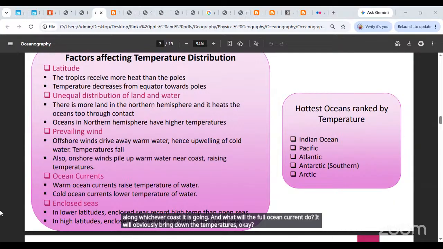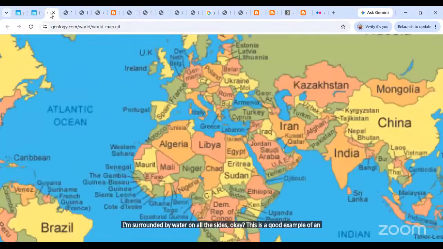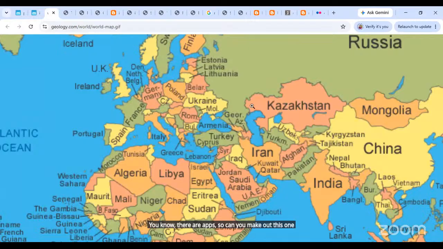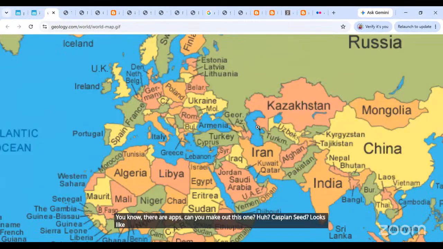That is normal. Enclosed seas, this thing that I was telling you, enclosed seas usually are surrounded by land on all their sides, okay. This is a good example of an enclosed sea. Let's look at this. Can you see this one? Can you make out this one? The Caspian Sea looks like a seahorse, right? So the Caspian Sea is a very good example of an enclosed sea, okay.